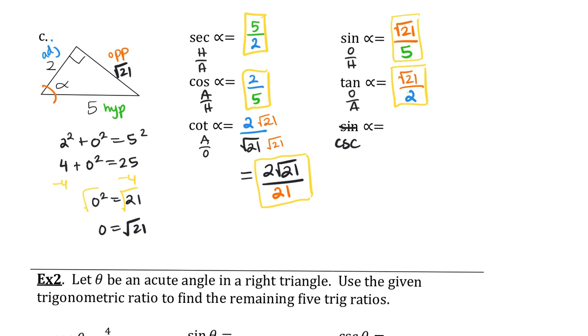Okay, cosecant is the reciprocal of sine, so that's going to be h over o. So h is 5. O is root 21. Okay, is this one fine? No, I cannot leave the square root of 21 at the bottom. Multiply by root 21 over root 21. So I get 5 root 21 over 21.